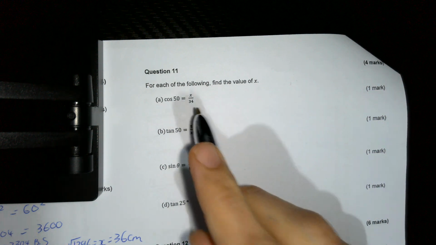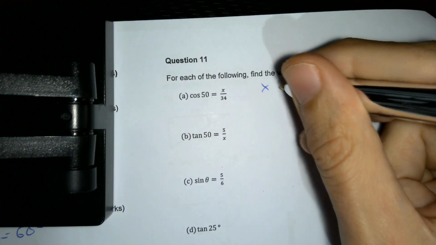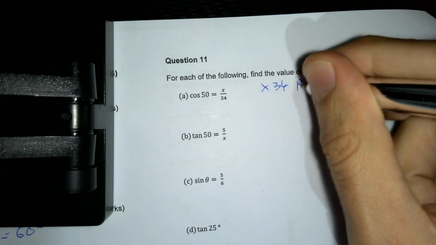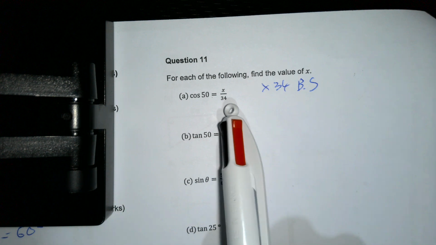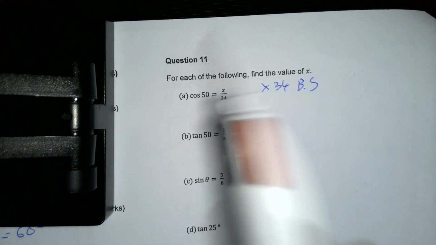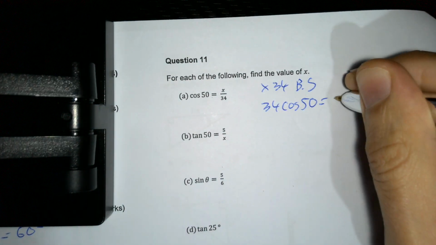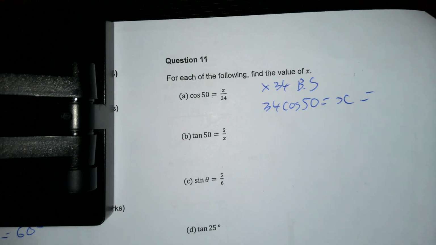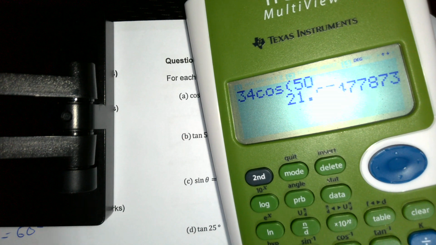Moving on. For each of the following, find the value of x. Cos 50 equals x over 34. I want to get x by itself. So this is easy. Just have to multiply by the denominator to get rid of that denominator. So multiply by 34 to both sides. Why 34? Because at the moment x is dividing by 34. If I multiply by 34, it cancels out the 34s. I just have x. So I will have 34 cos 50 equals x. And that, when I put it in my calculator, 34 cos 50, 21.85.